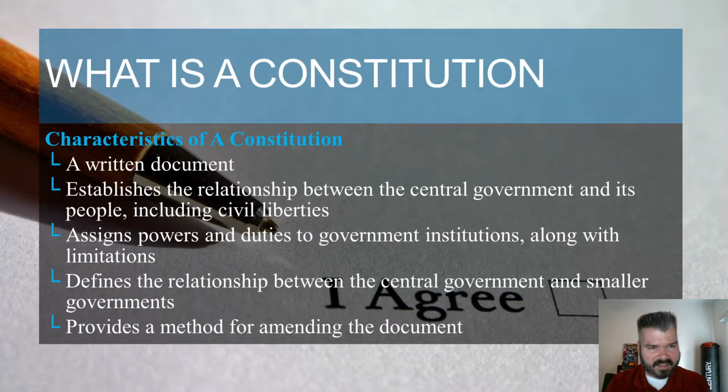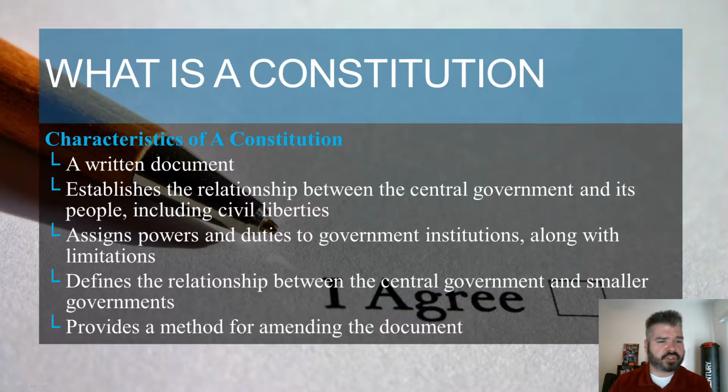So some characteristics of a Constitution, kind of going back to where we started with the basics. It is, in fact, a written document. It establishes, like I said, the relationship between the central government and its people, including civil liberties. To a degree, it even establishes the relationship between the federal government and the states. That's an interesting component as well. We'll talk more about that when we talk about federalism, which, if I remember correctly, is more chapter 3. But right now, we're going to focus on the creation of the national government and its relationship with you and I.